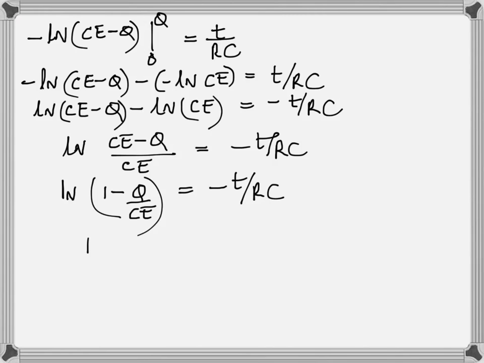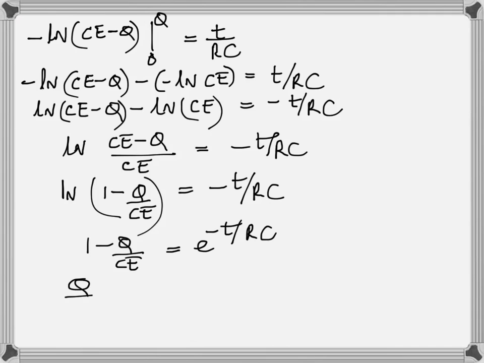Now what is the opposite function of natural logarithm? Exponential, isn't it? Did you know that? So in place of putting natural log on the left-hand side, can I put exponential on the right-hand side? Yes. That is the next step. So we just have 1 minus Q by CE on the left side is equal to e to the power negative T by RC on the right-hand side.